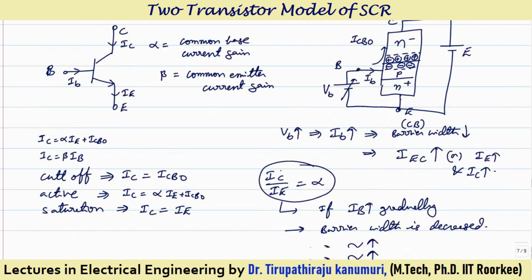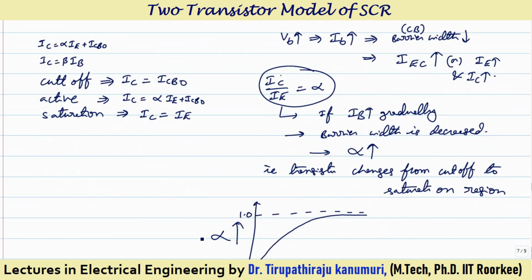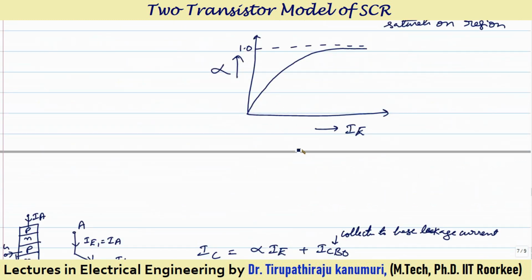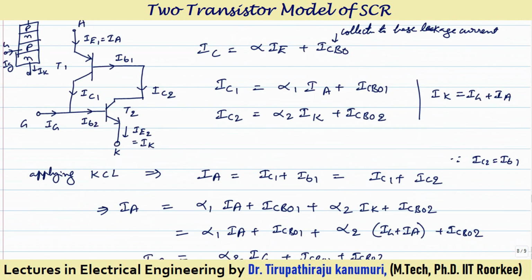So that's why we can conclude that if by some methodology we can gradually or continuously increase the value of IB, then the barrier width will go on decreasing gradually and the value of alpha will go on increasing. That means the transistor will change from the cutoff region to the active region to the saturation region. So the same thing, the curve, I have represented here. So with these basics I am proceeding further. Now you will understand the remaining derivation.